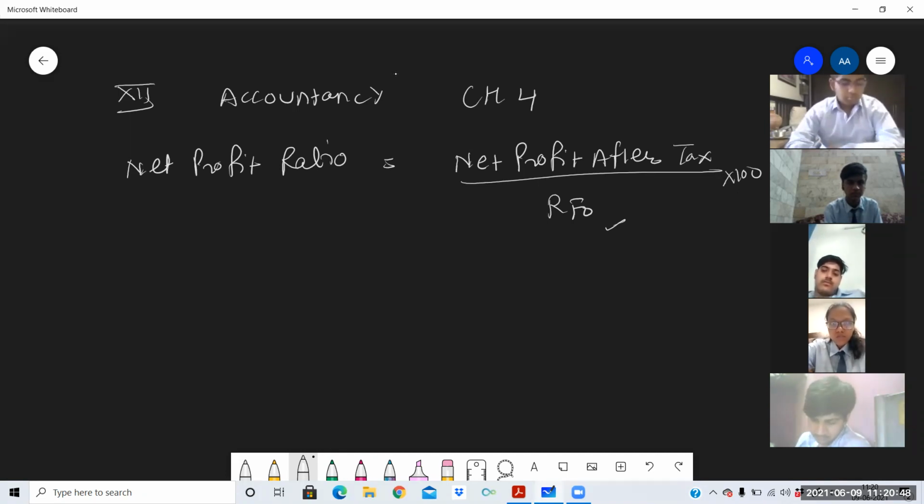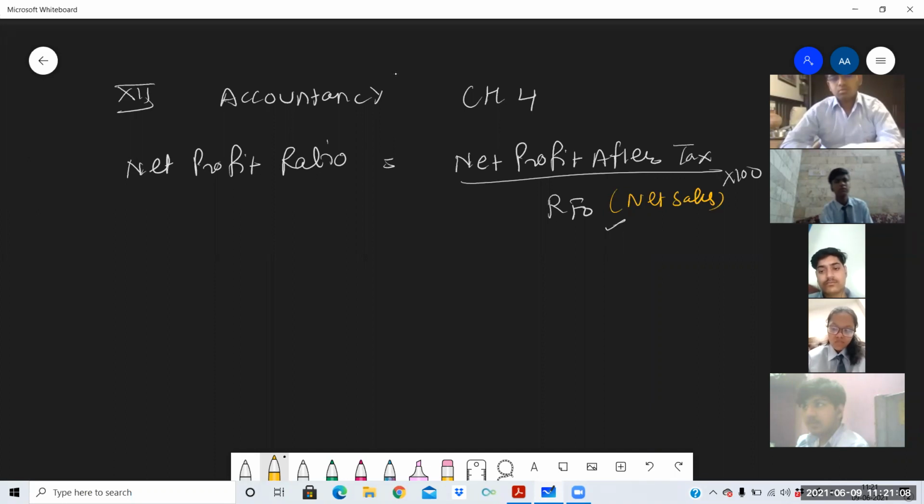And all the profitability ratios are found in percentages. So that's why in profitability ratios, the formula is always multiplied by 100. Clear? Now RFO is again the same term. RFO means net sales, total sales, which is equal to cash sales plus credit sales minus sales return.